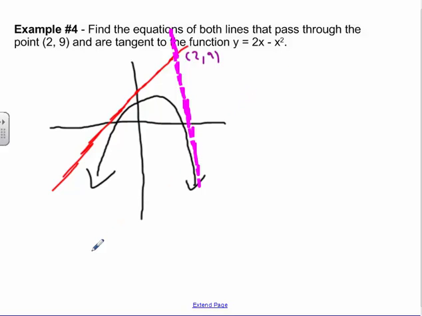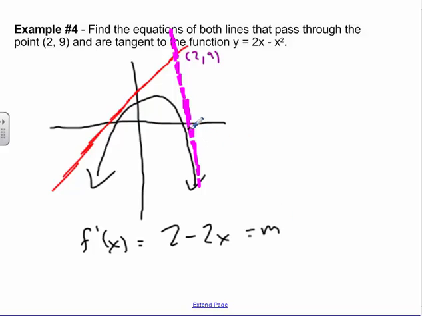So if I ask you to find the derivative, the f prime x would be equal to 2 minus 2x. Right? That would be your derivative, right? When you derive 2x, you get 2. And when you derive x squared, you get 2x. So there's your derivative, and that's equal to your slope.